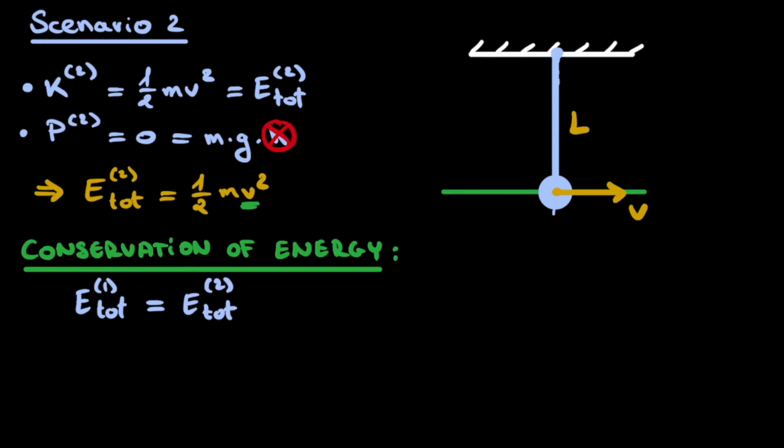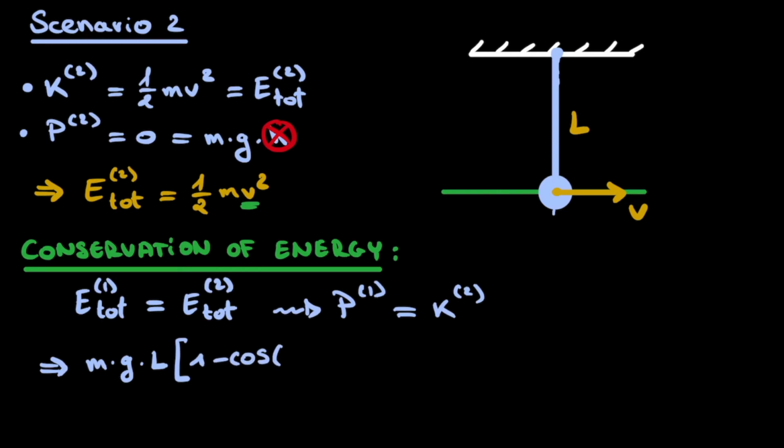And since we've already calculated both these total energies in both scenarios, we can now simply put them equal to each other. And just as a reminder, for the first scenario, we had only potential energy. And for the second scenario, we only had kinetic energy. And thus we can readily fill them in. We had for the potential energy m times g times capital L multiplied by 1 minus the cosine of this angle alpha.